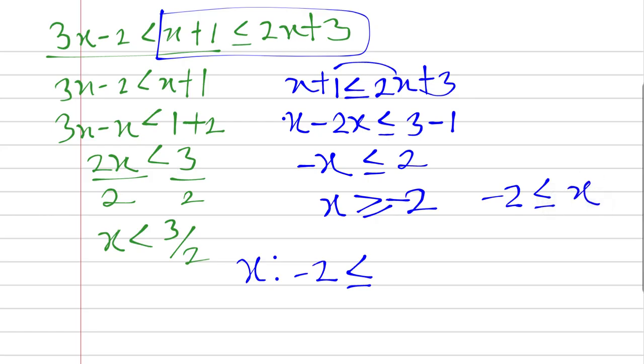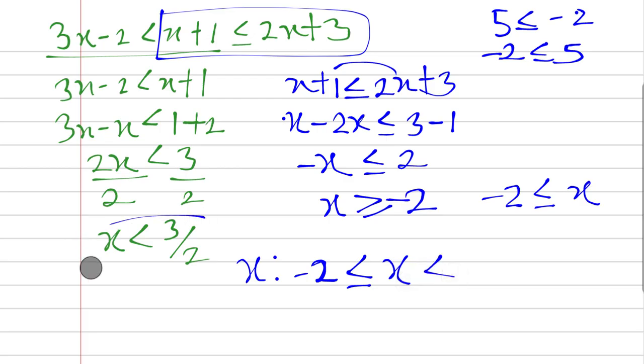X. You can see, let's assume that x is 5. That means 5 is greater than or equal to what? Minus 2. Is it not the same thing as saying minus 2 is less than or equal to what? 5. Sure, you see. So that is what I am writing here. So minus 2 is less than or equal to what? X. While your x is also less than this one now. Your x is also less than what? 3 over 2. Are you seeing that?